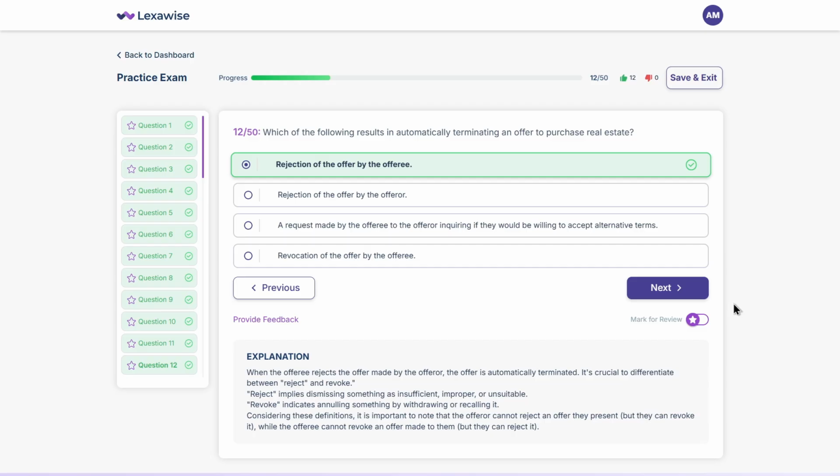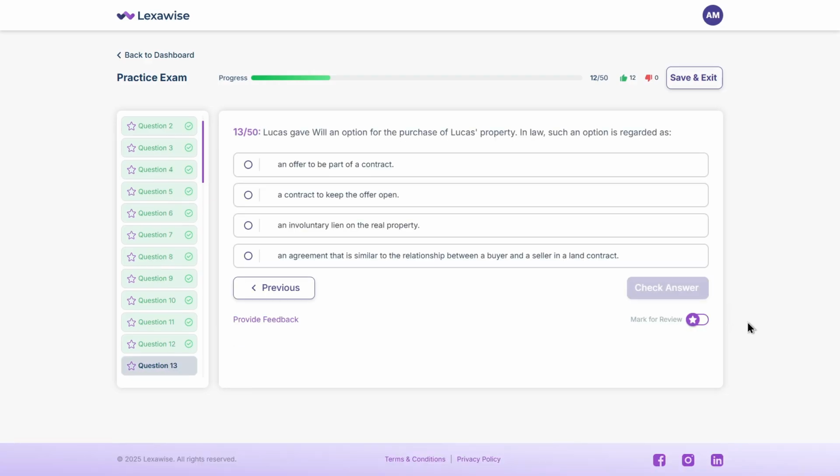Here's another. Lucas gave Will an option for the purchase of Lucas' property. In law, such an option is regarded as A. An offer to be part of a contract. B. A contract to keep the offer open. C. An involuntary lien on the real property. D. An agreement that is similar to the relationship between a buyer and a seller in a land contract. Think it through.